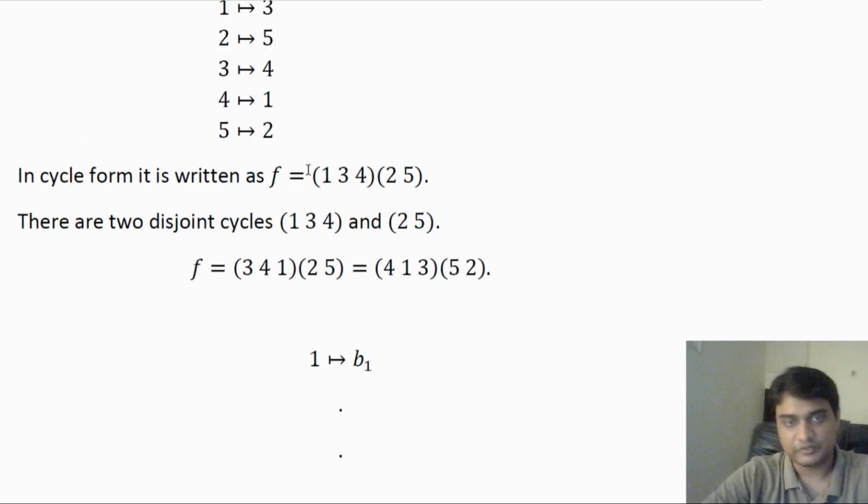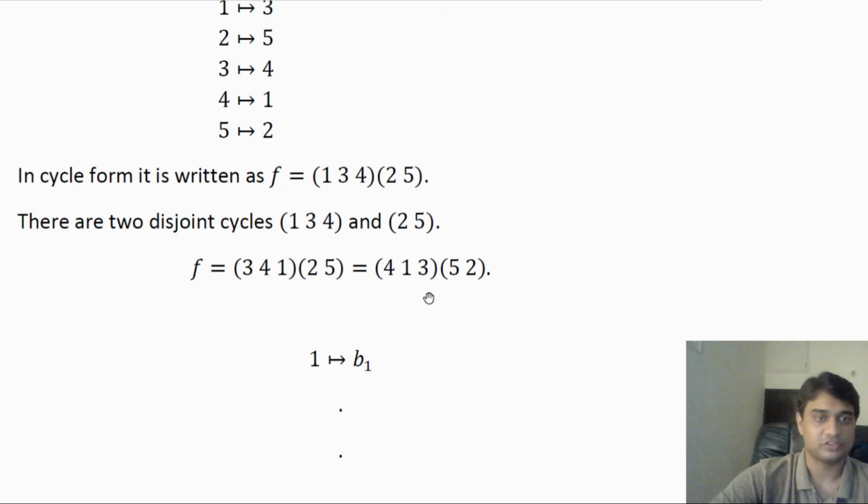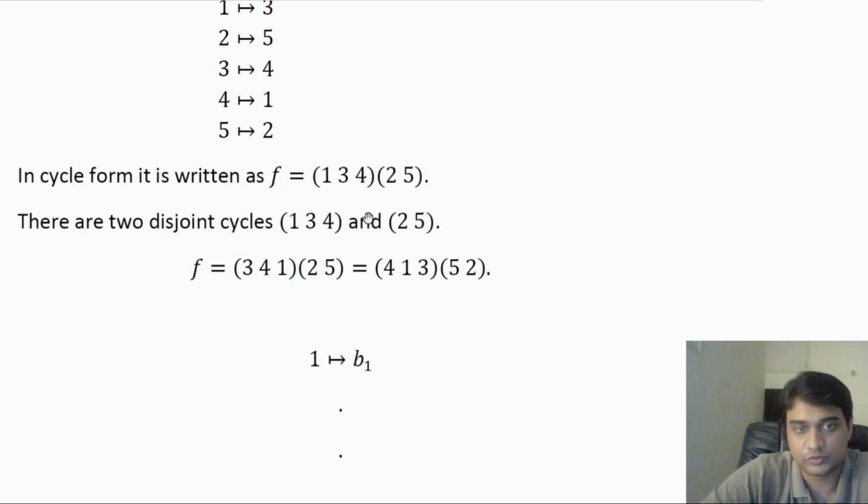So the standard way is that you begin each cycle with the smallest number. In each cycle, the smallest number appears first. So let's say (3 4 1): the smallest number is 1, but this cycle starts with 3, so it's not in the standard form. So (1 3 4) is in the standard form because the smallest number is 1 and it begins with 1. And similarly for the second one, the smallest number is 2 and it begins with 2.